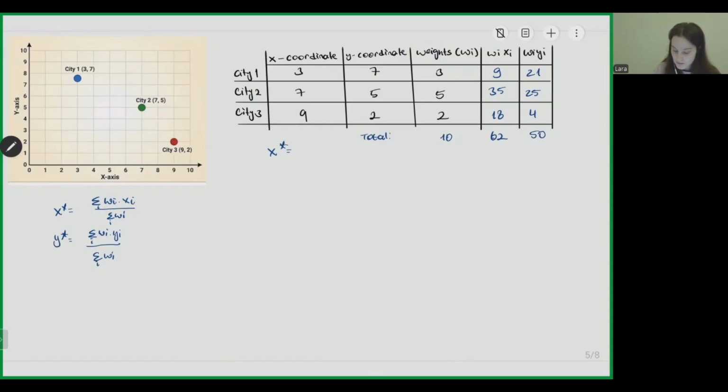So now that we have these values, let's calculate x star. Okay, so 62 divided by 10 is 6.2. And then we have y value, which is going to be 50 divided by 10, which is going to be 5. So from the gravity method, we can see that our optimal location is supposed to be in the coordinates 6.2, 5.